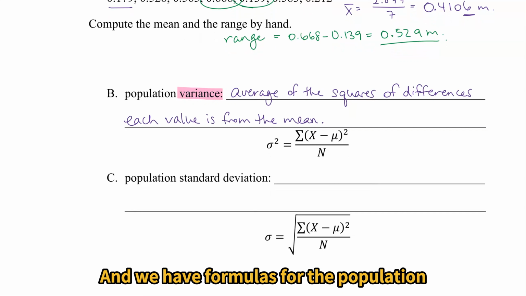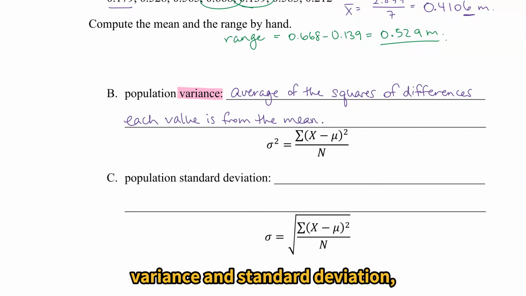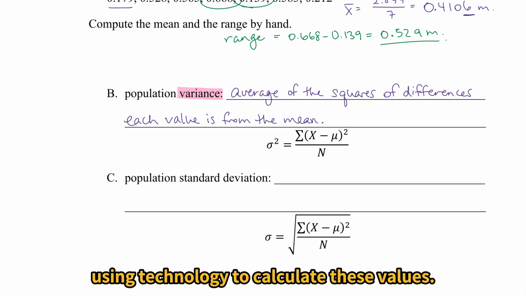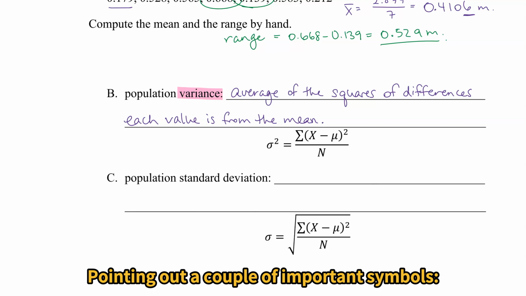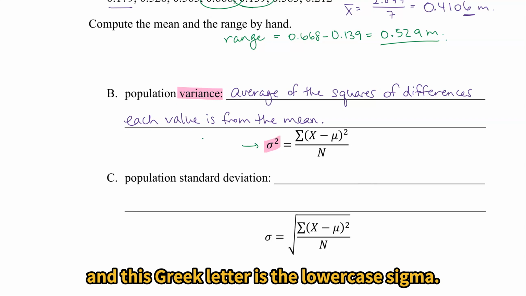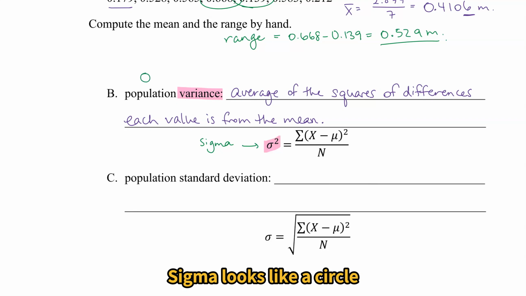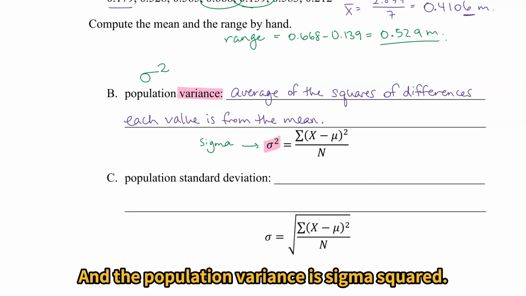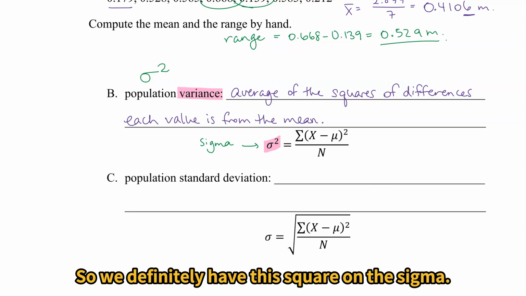And we have formulas for the population variance and standard deviation, but we're going to be looking at using technology to calculate these values. Pointing out a couple of important symbols. The symbol for the variance is another Greek letter, and this Greek letter is the lowercase sigma. Sigma looks like a circle or an O with a little hat on top. And the population variance is sigma squared. So we definitely have this square on the sigma.